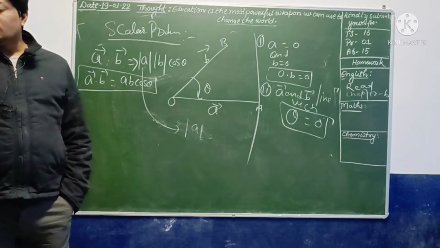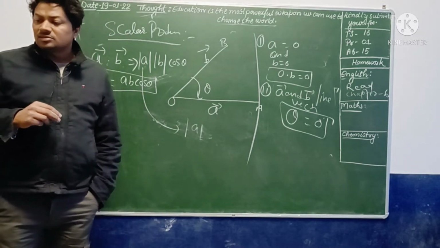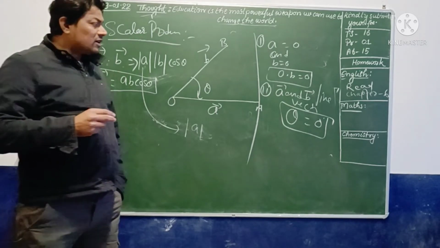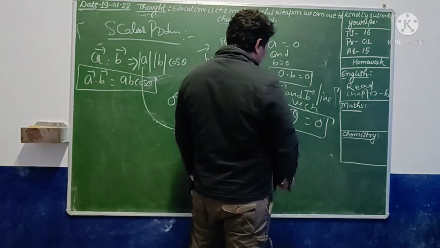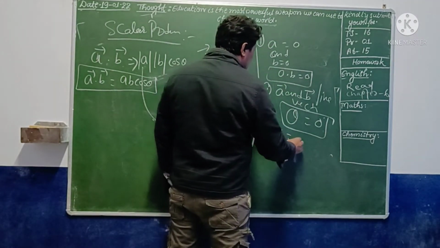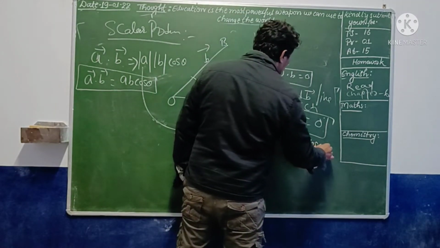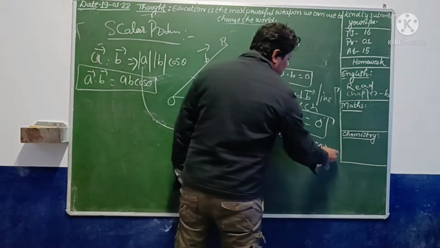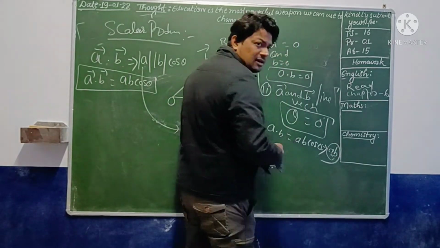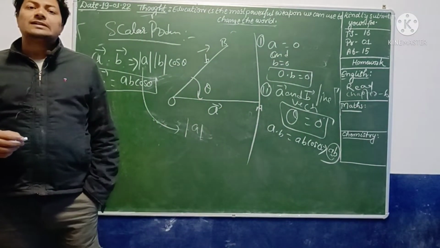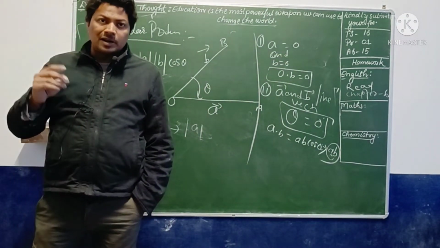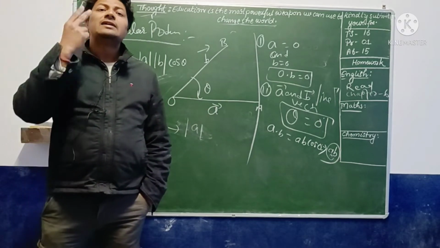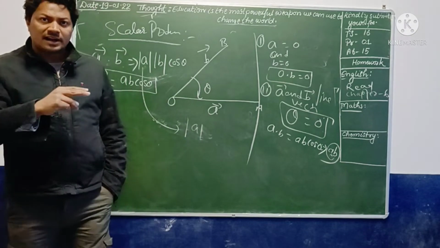In the same way, if the two vectors are unlike vectors, what will happen? If theta equals 0, A dot B equals AB cos 0. What is the value of cos 0? Cos 0 equals 1, so it will be AB. Now if you talk about theta equal to pi, when the two vectors are unlike vectors, you get theta equal to pi. Both conditions are right.